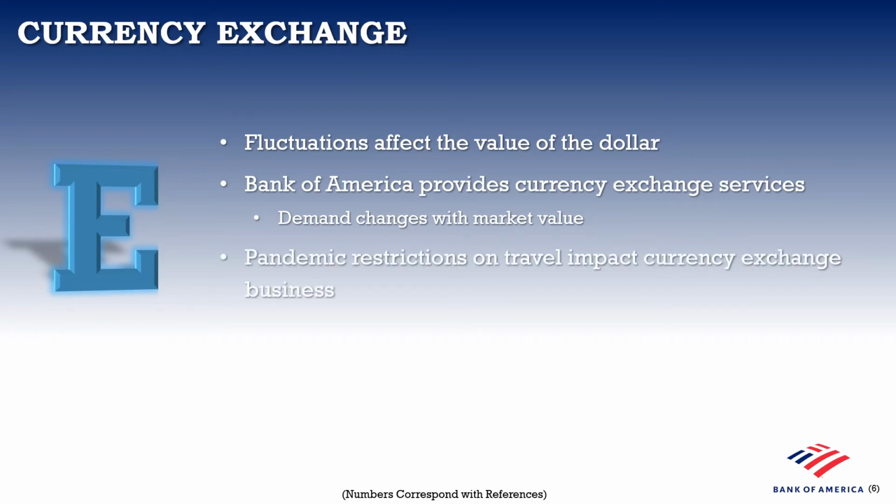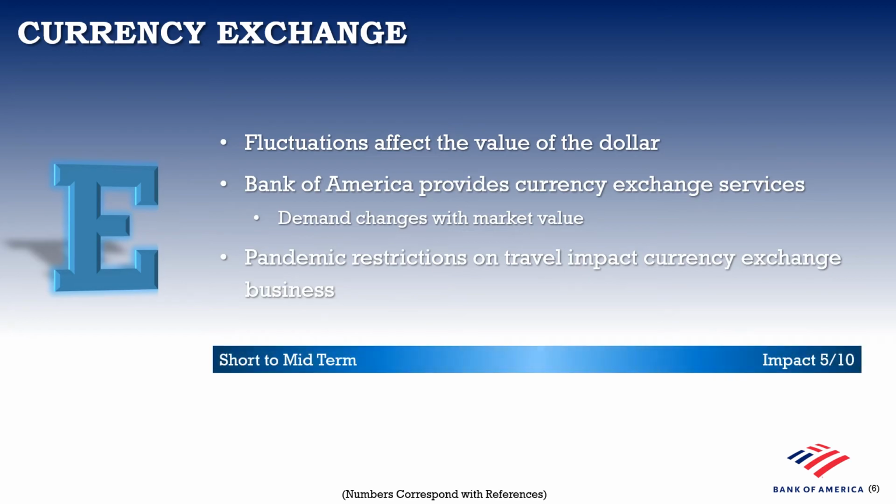And of course, the pandemic restrictions on travel have severely impacted the currency exchange business, as there's just not the need for the travel-based use. However, there is still some business there, as family members will try to either send or receive money from family members across the world. So for that reason, we look at this as a short to mid-term because those fluctuations happen sometimes within the same day, with an impact of 5 out of 10 because it goes both directions. Both the fluctuations go both in the favor of the United States and against the favor of the United States.